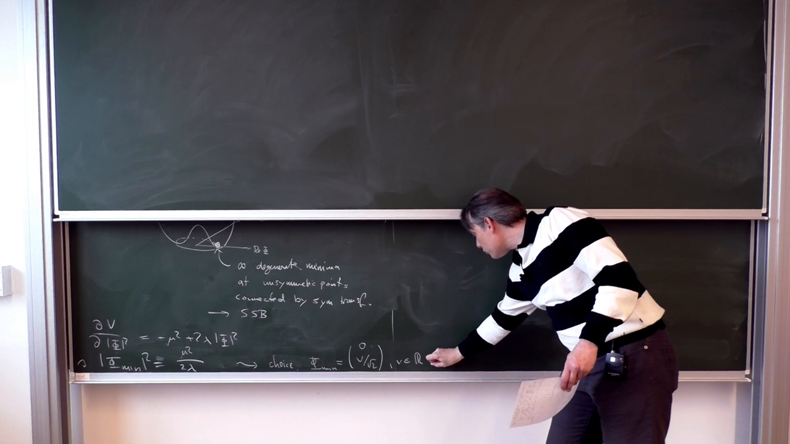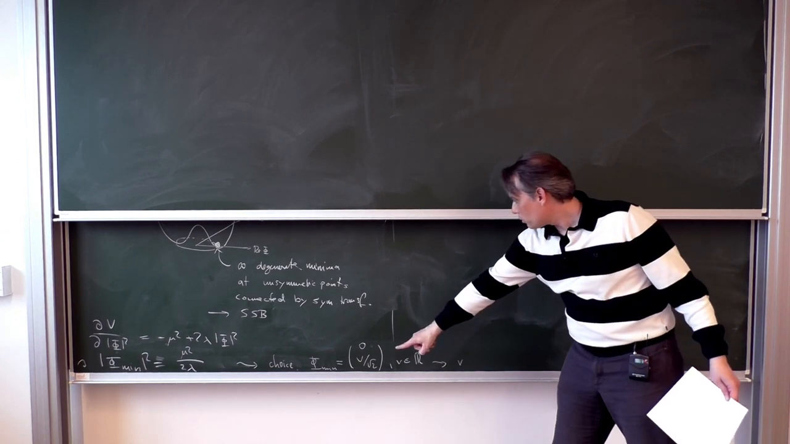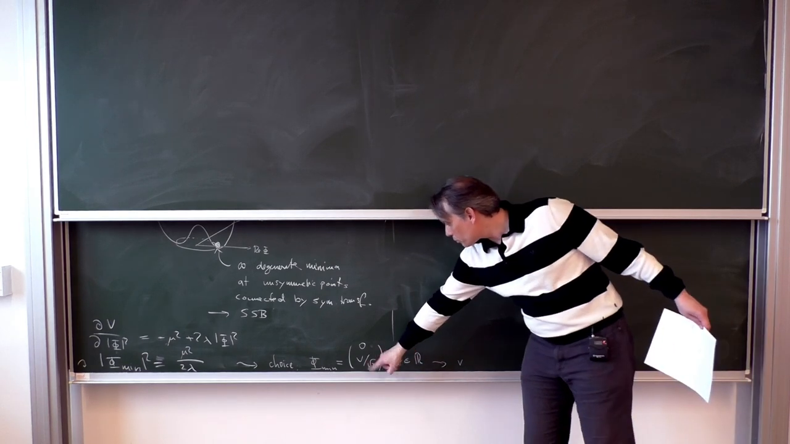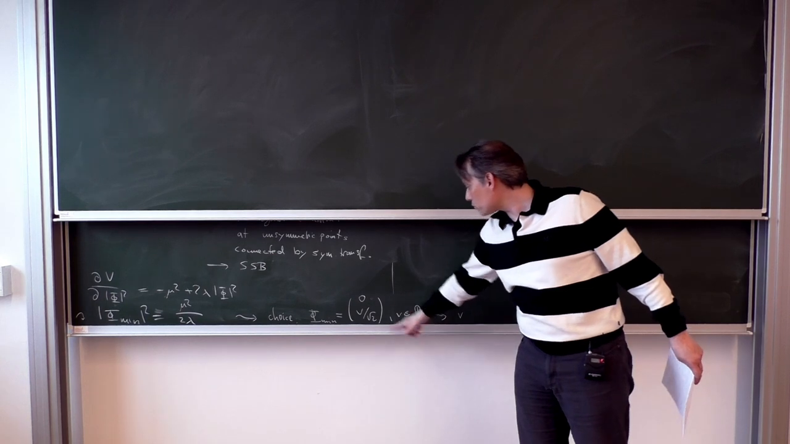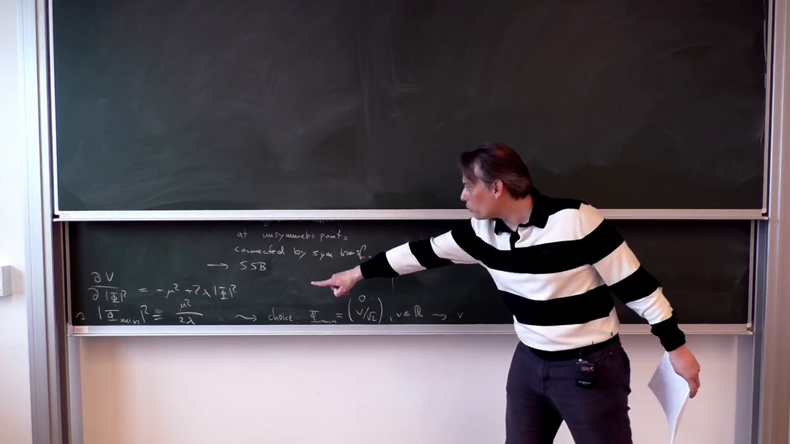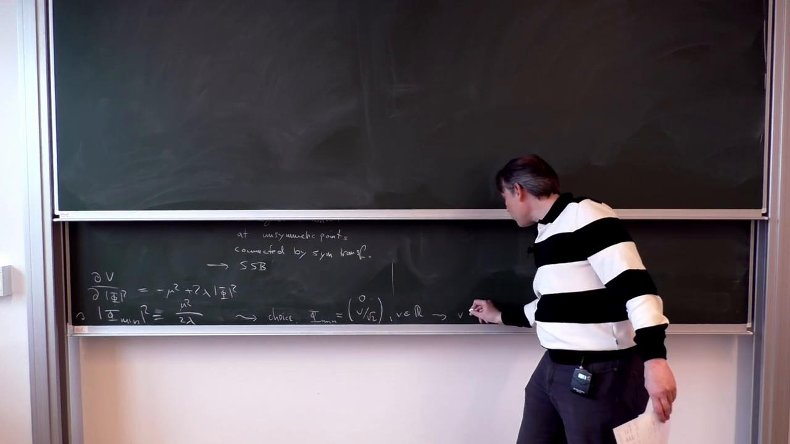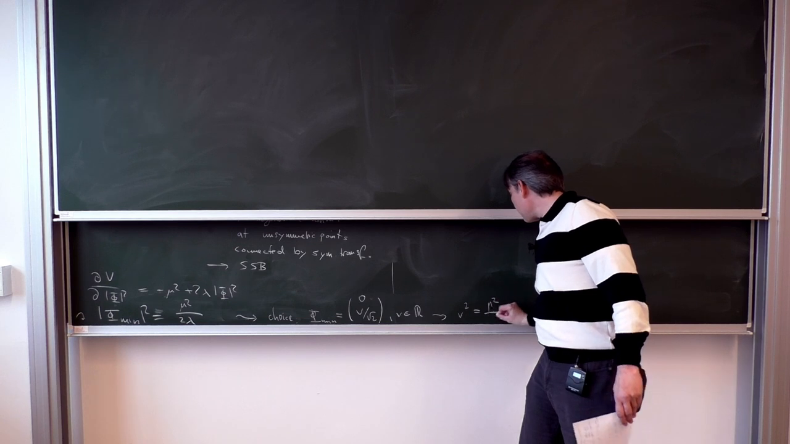If this is our choice, then the vacuum expectation value has the value v square. This square root of 2 is of course convention, but it is useful in many calculations, and so it's often done. And so in this way, phi minimum square is v square over 2. Therefore, v square is given by mu square divided by lambda.